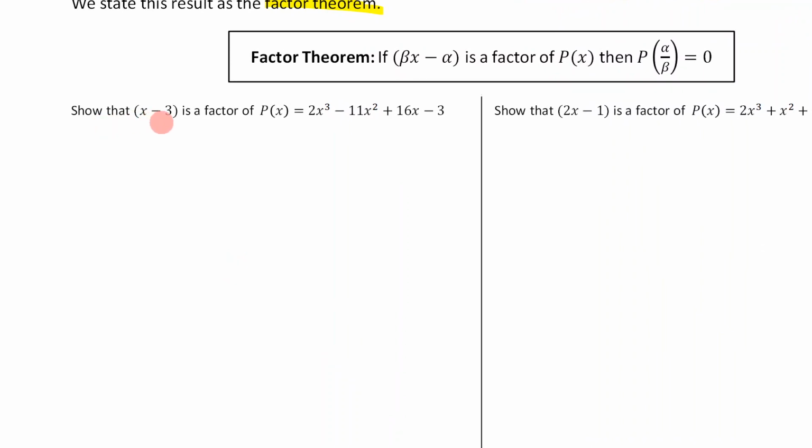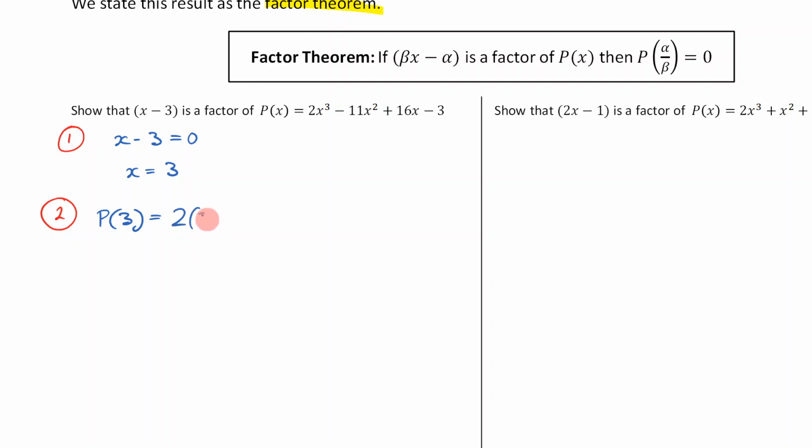It says, show that x minus 3 is a factor of p of x here. So remember, there are two steps here, step 1 and step 2. Step 1 is taking your linear expression here, so x minus 3, you set it equal to 0, and then you solve for x. Then you substitute that into the polynomial that you've been given.